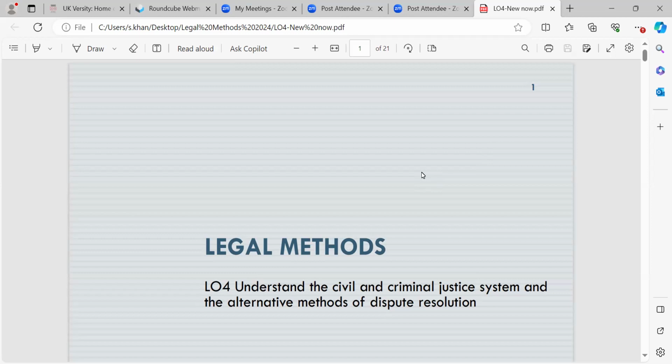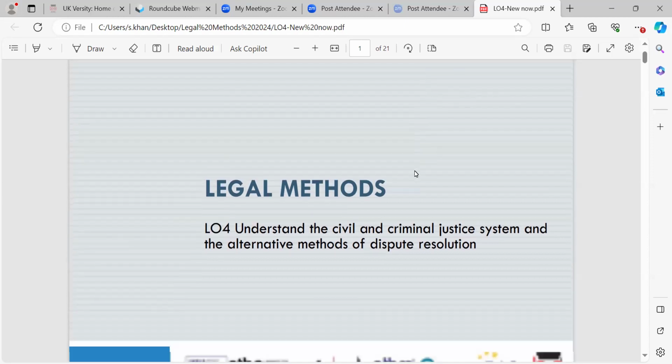The last one was learning outcome 3, where we looked at the hierarchy of the court structure, the personnel that work within it, the jury, the judiciary, and the organisations that work with it. Today we're going to look at learning outcome 4, which is to look at the issues around understanding the civil and criminal justice system and the alternative methods of dispute resolution.